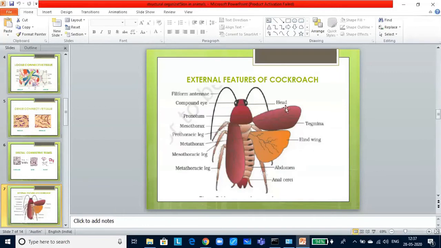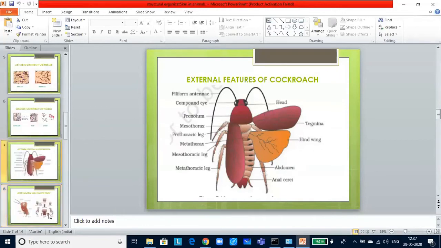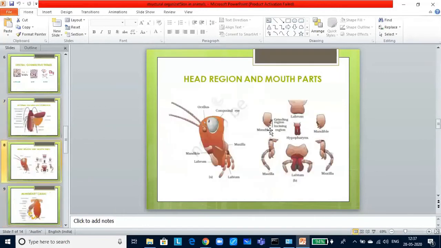Now, if we look at the head of the cockroach, it is triangular in shape and lies anteriorly at right angles to the body axis. It is formed by the fusion of 6 segments and shows great motility in all directions due to a flexible neck. The head bears a pair of compound eyes. A pair of thread-like antennae arises from membranous sockets lying in front of the eyes.